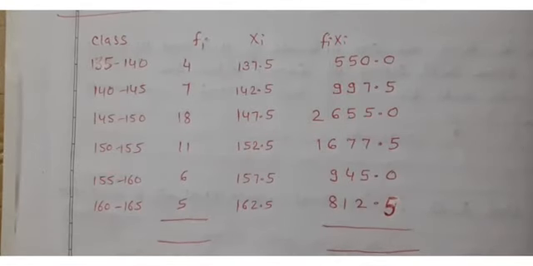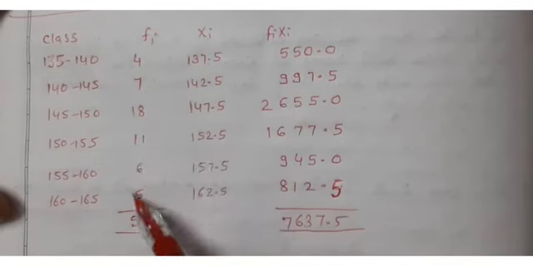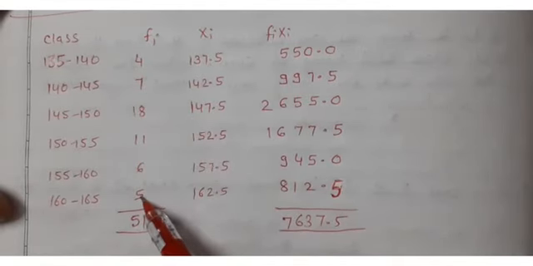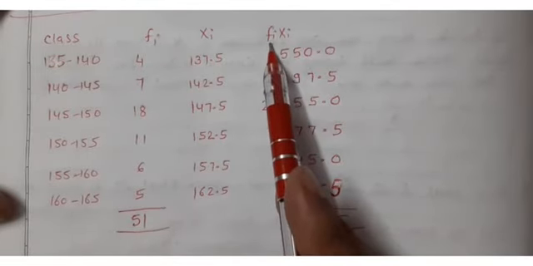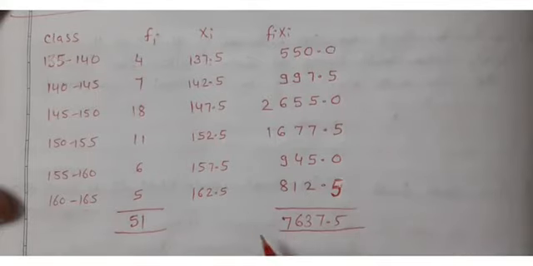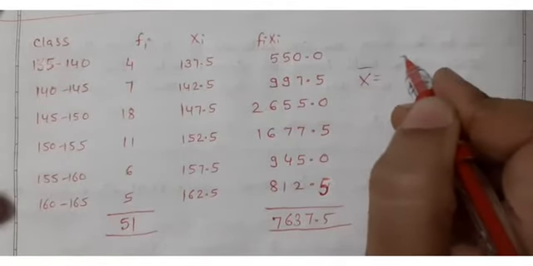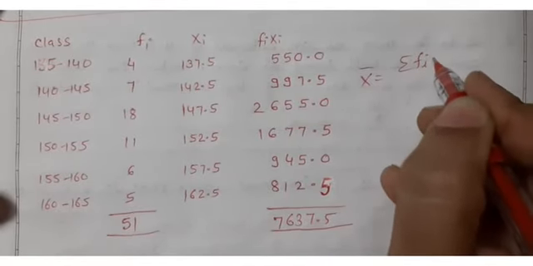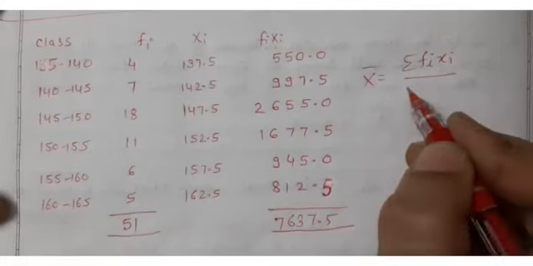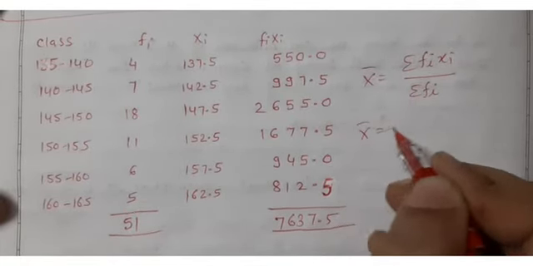Yes, we have to find sigma fi. It is given to you, the sum of frequency is 51. After that you have to find sigma fixi. The sum of these is coming 7637.5. Now what is the formula? X bar is equal to sigma fixi upon sigma fi. So x bar is equal to what?